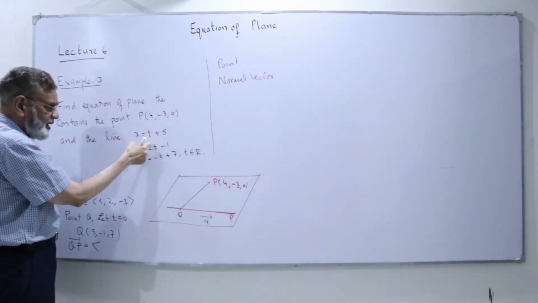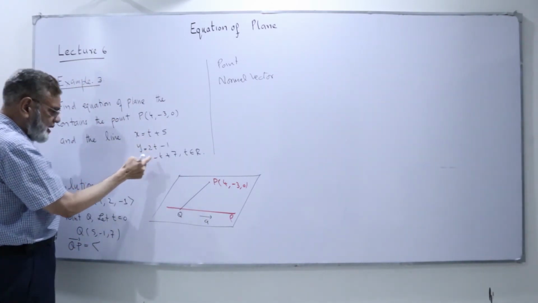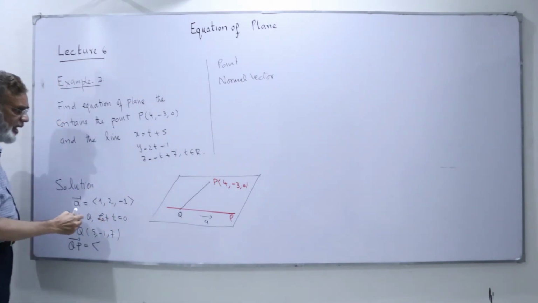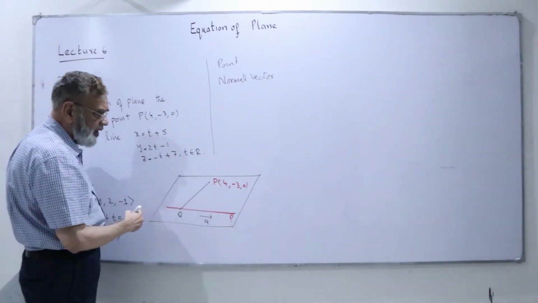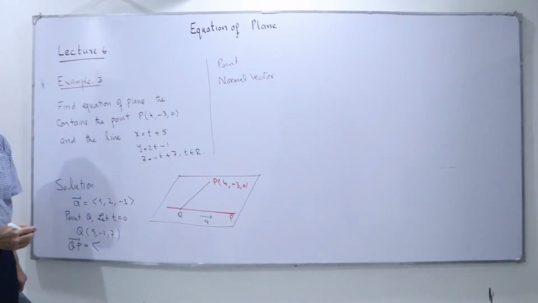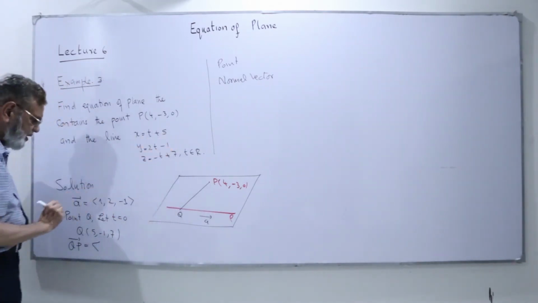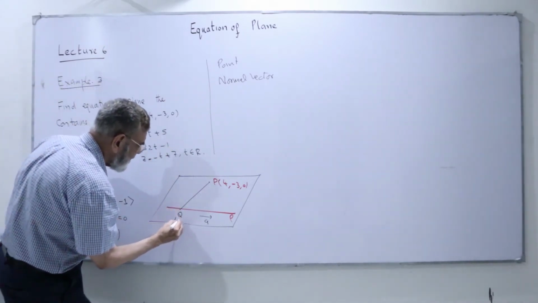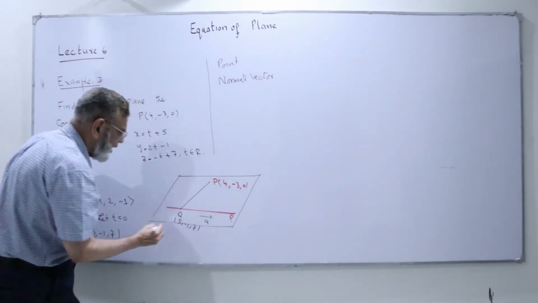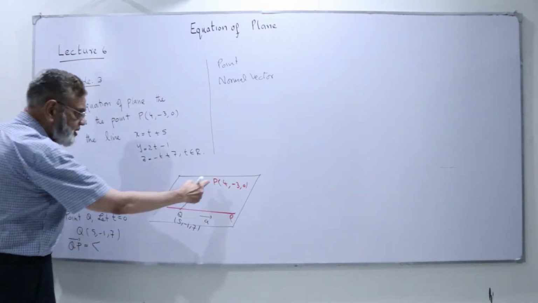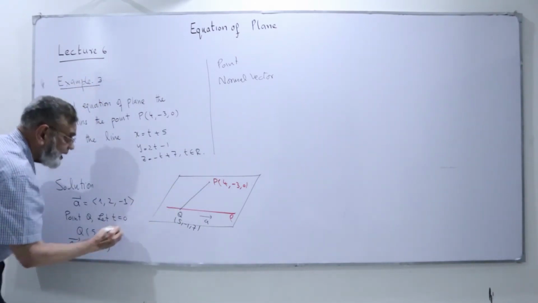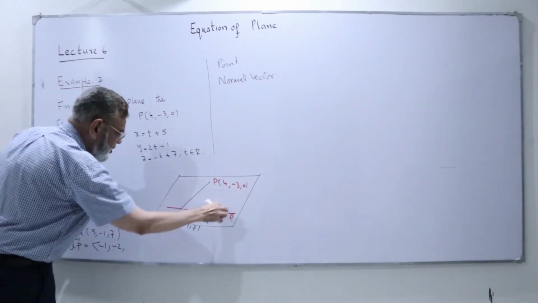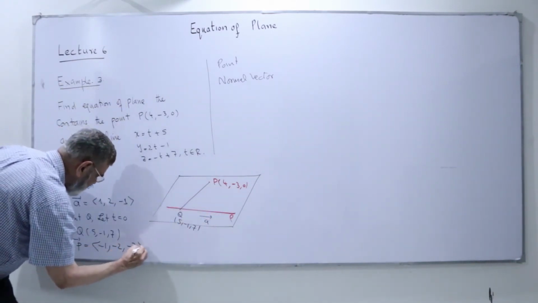We take the vector of coefficients of t, which is a1, a2, a3, here 1, 2, and -1. For the second vector, we can get a point on the line. We can have an infinite number of points on the line. For each value of t, we have a point on the line. We take t equal to 0. The point will be (5, -1, 7). So I can write QP: 4 minus 5 is -1, then -3 minus (-1) is -2, and 0 minus 7 is -7. So this is my vector QP.